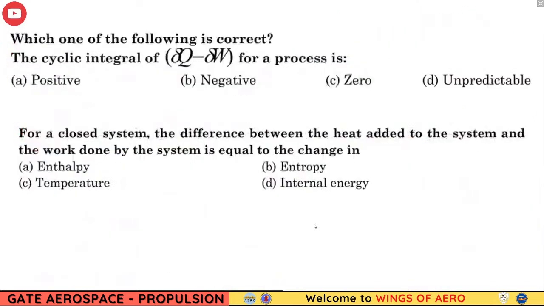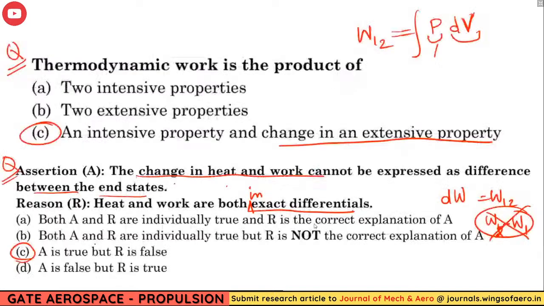Now moving to the next. Excuse me, ma'am, can you please show the previous question once more? Which previous question? This one? The previous slide, ma'am. The assertion and reason. Yes. What do you want me to explain over here? No, I just wanted to see it once more. Okay, okay.